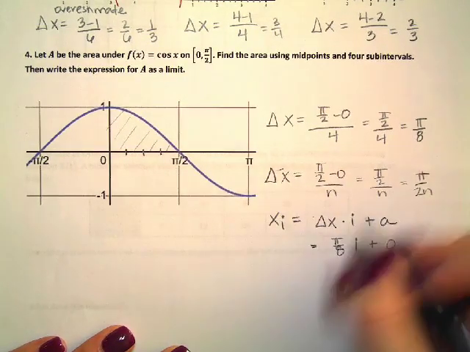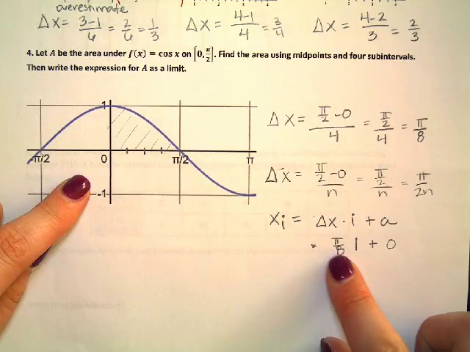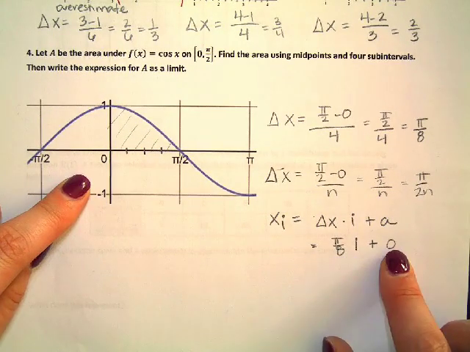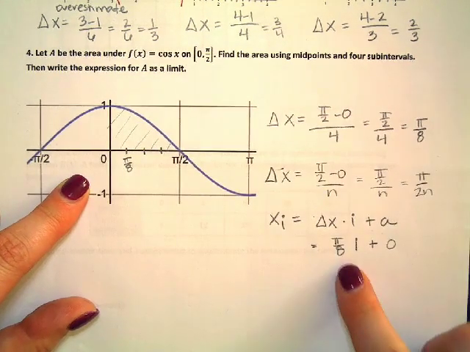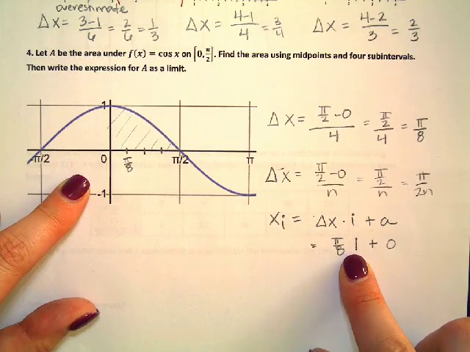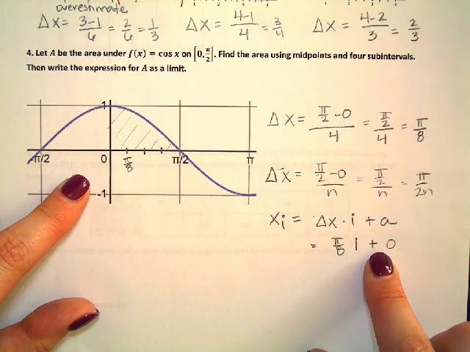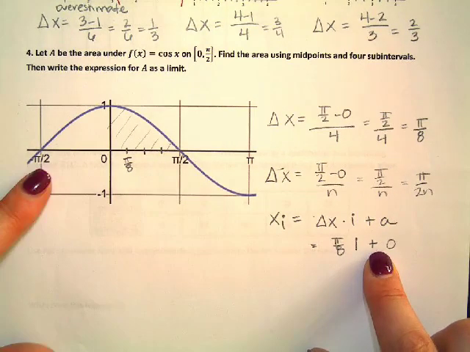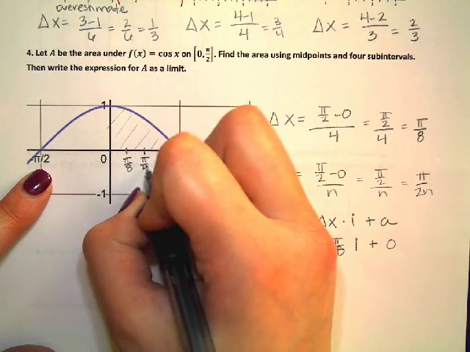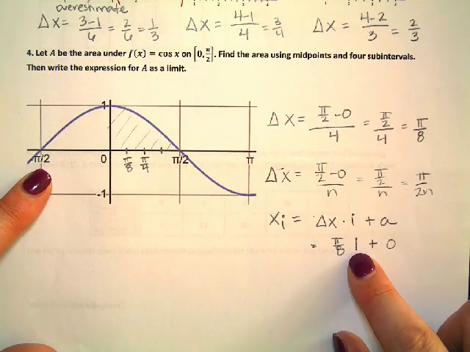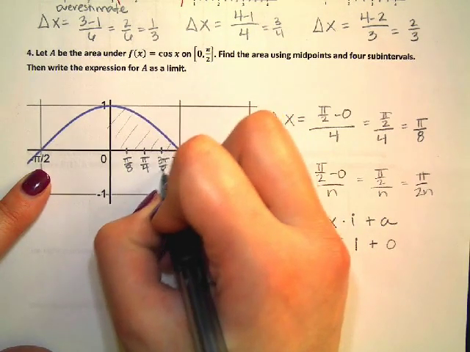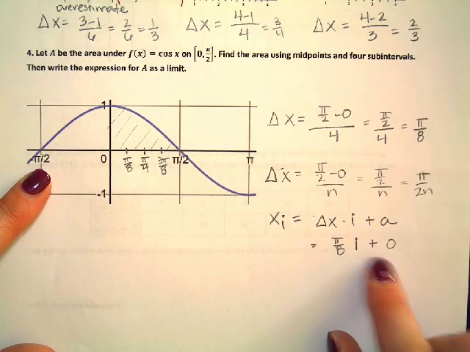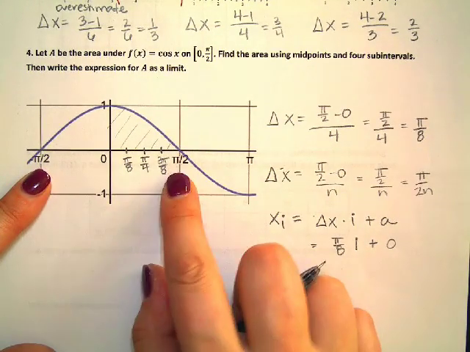So if we think about this, our first interval is going to be pi eighths times 1 plus 0, which means our first interval is at pi eighths. Our second interval is going to be pi eighths times 2 plus 0. Pi eighths times 2 is 2 pi eighths, which would be pi fourths. Pi eighths times 3 plus 0, 3 pi eighths. And then pi eighths times 4 plus 0, pi halves, which is the right end.